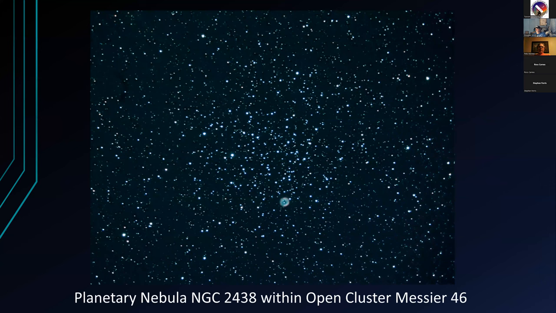So here's kind of another example here. This is the planetary nebula NGC 2438 within Messier 46. So the open cluster is here in this background area, and you can kind of see here this planetary nebula here.